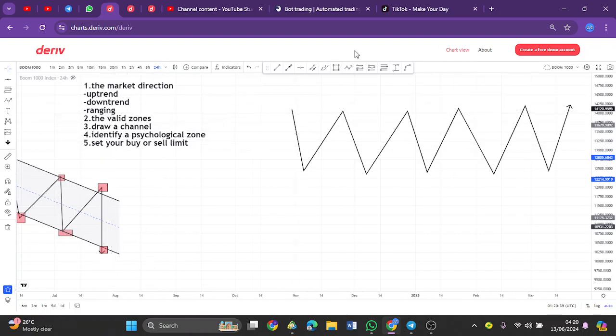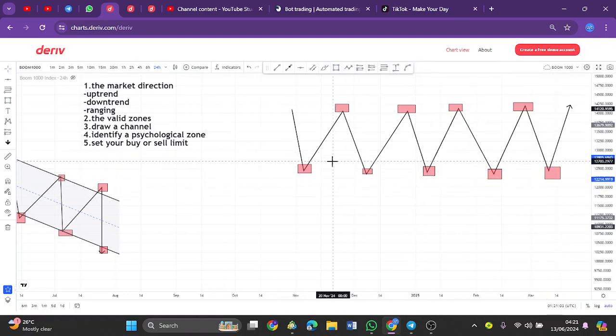What is the next step? Now I focus on the what? Valid zones, number 2. And these are your valid zones. And I can tell you for free, this strategy happens in all moving charts, whether Bitcoin, USD, gold, or any pair, it works.